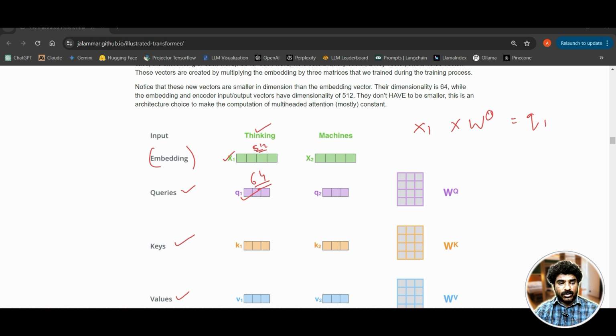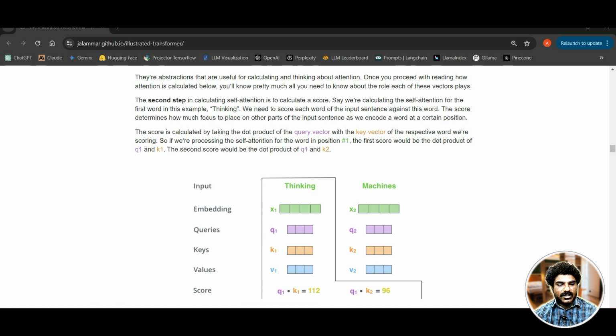So you get x1 multiplied with wq to give q1, and similarly x2 multiplied with wq gives q2, right? Similarly, you do the calculation for keys and values also. Now you know how you got the query, key, and value vectors q1, k1, and v1.